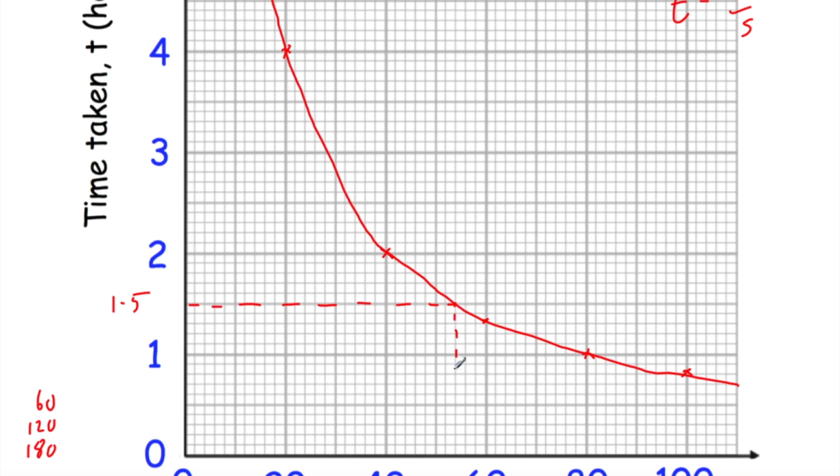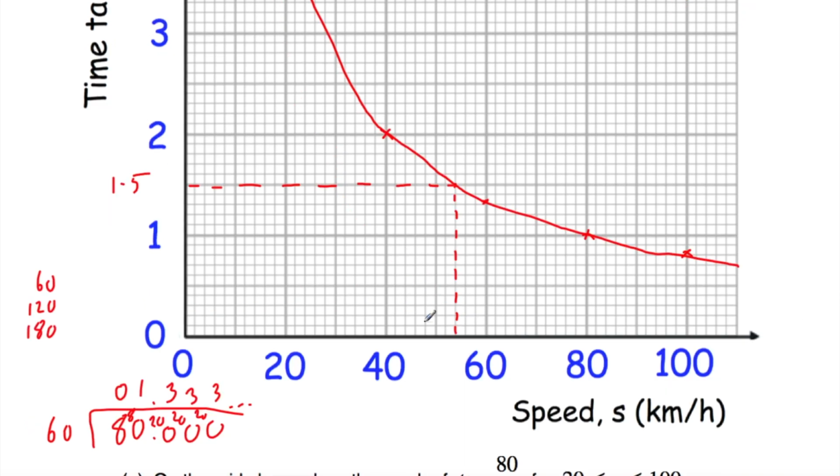So then we'll go down, and that would be there. So let's read off what that speed would be. If we look at the scale, we've got 20, which is in 10 squares. So 20 divided by 10 is 2.